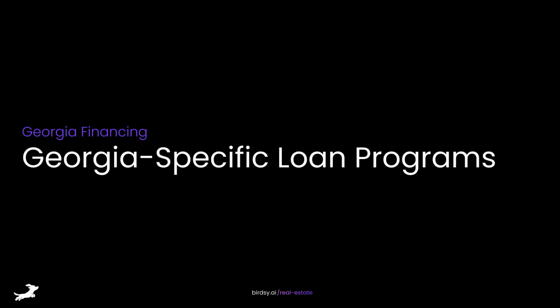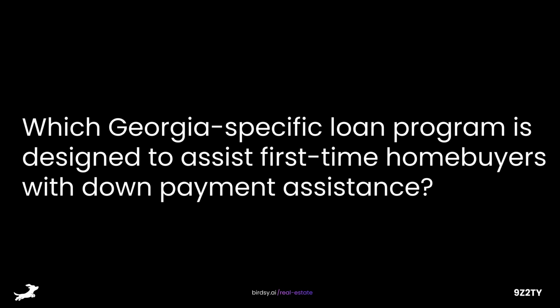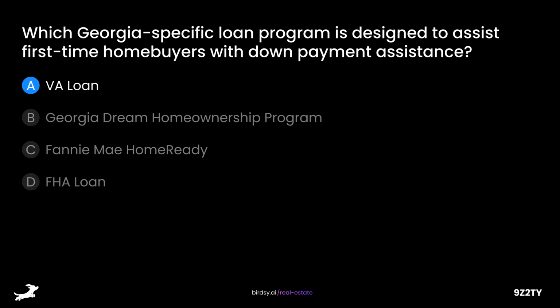Georgia-specific loan programs. Which Georgia-specific loan program is designed to assist first-time homebuyers with down payment assistance? Is it A, U.S. Department of Veterans Affairs, VA loan? B, Georgia Dream Home Ownership Program? C, Fannie Mae Home Ready? Or D, Federal Housing Administration, FHA loan? The answer is B, Georgia Dream Home Ownership Program.